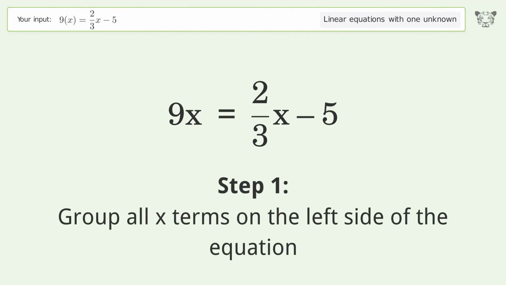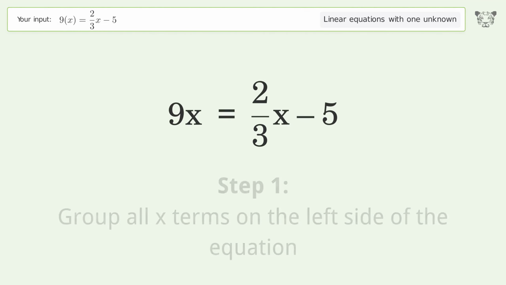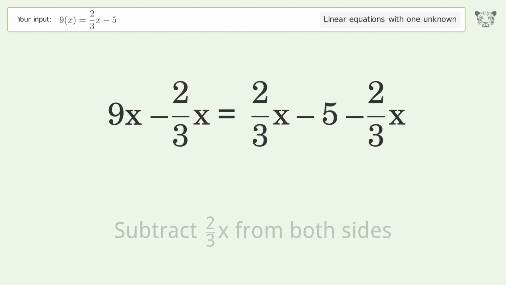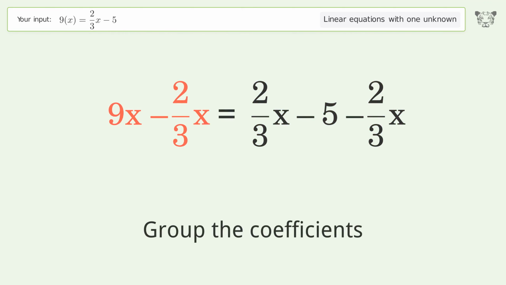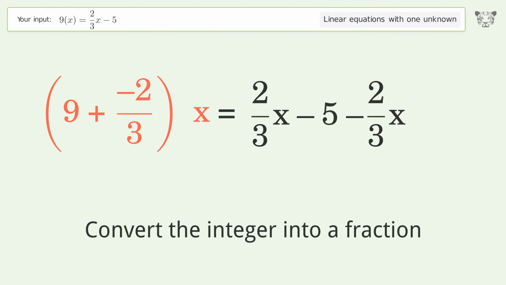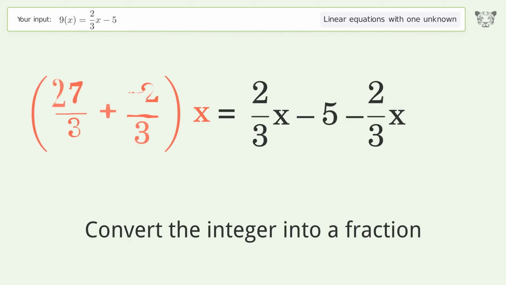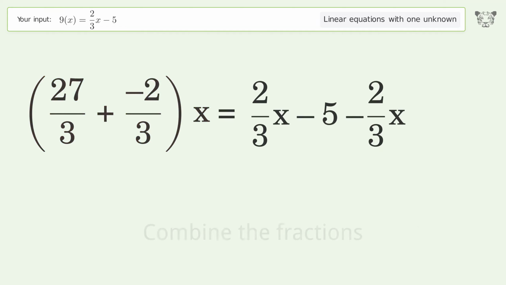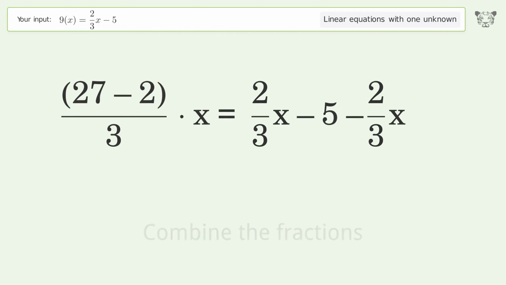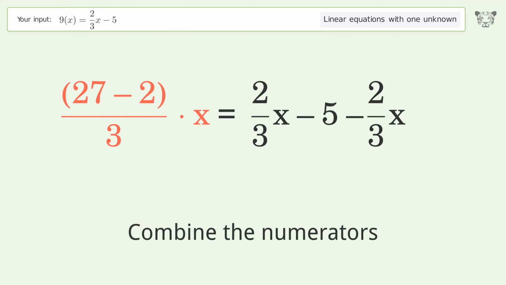Group all x terms on the left side of the equation. Subtract 2/3x from both sides. Group the coefficients. Convert the integer into a fraction. Combine the fractions. Combine the numerators.